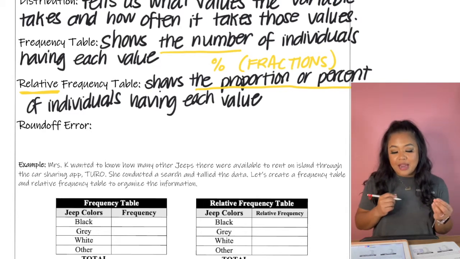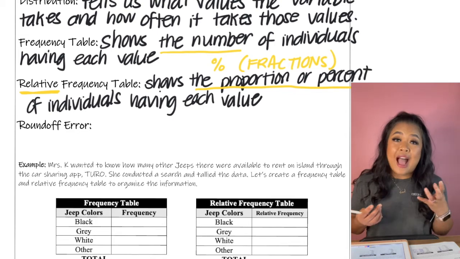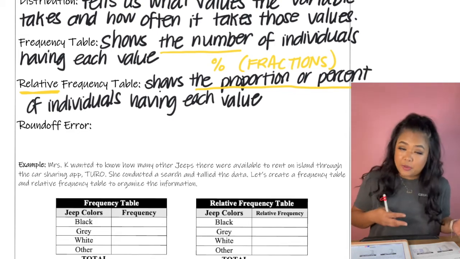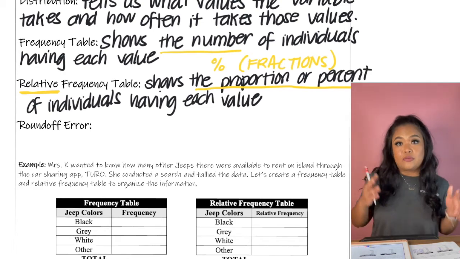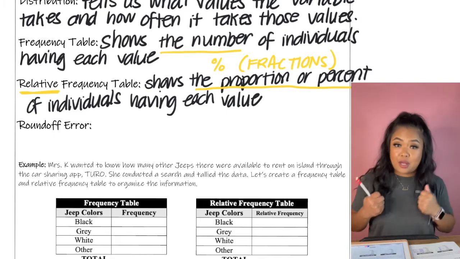So if you are getting a relative frequency table, you're not going to get a table that tells you how many in counts, right? Like numbers. It's going to tell you a percentage. Is it 20% of the entire thing? Is it 50%? Is it half? Is it only just a tiny bit? 1%? That is a relative frequency table.